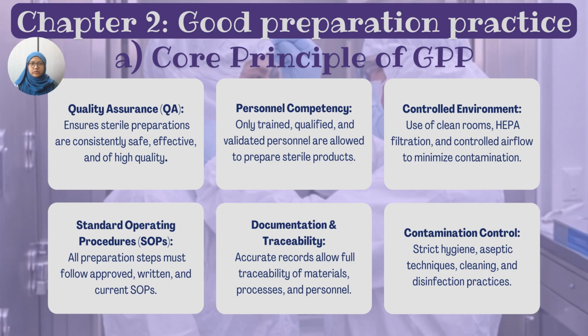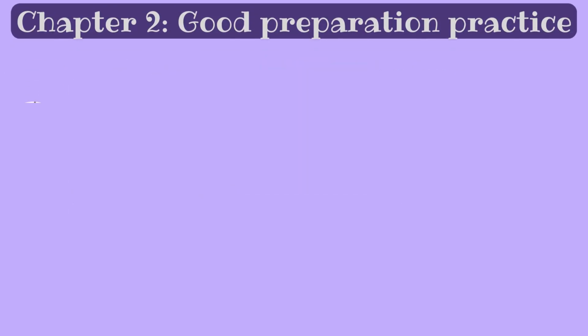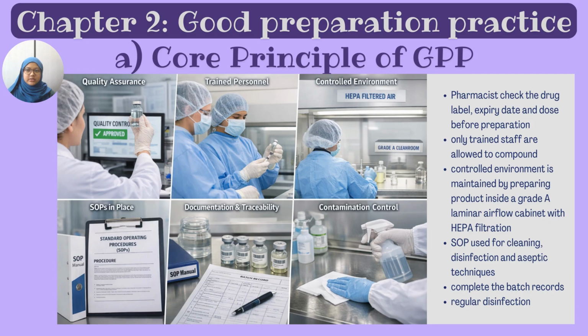Chapter 2: Good Preparation Practice. This image visually represents the core principles of GPP. Pharmacists check the drug label, expiry date, and dose before preparation. Only trained staff are allowed to compound. A controlled environment is maintained by preparing the product inside a grade A laminar airflow cabinet with HEPA filtration. SOPs are used for cleaning, disinfection, and aseptic technique. Complete the batch record for documentation and traceability. Regular disinfection is done for contamination control.